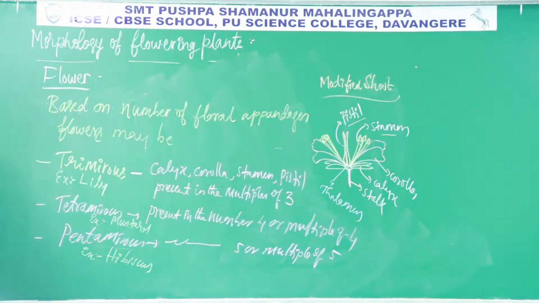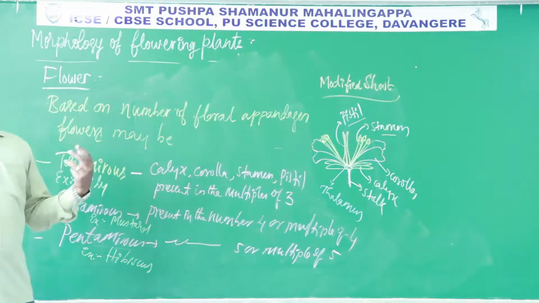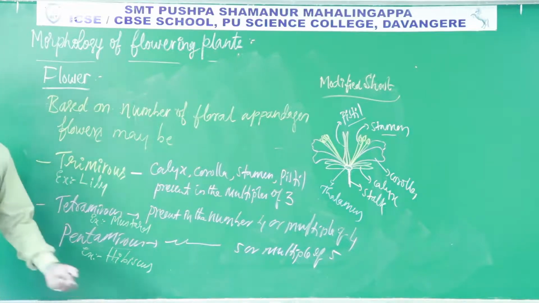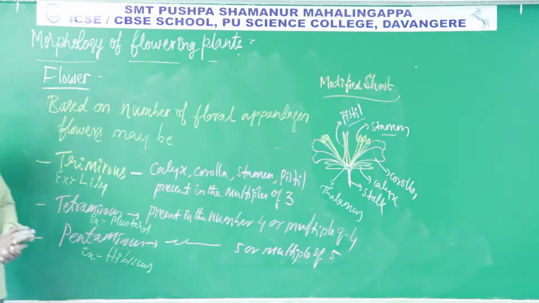Okay, so this is about the number of floral appendages. We can classify the flowers into trimerous flowers, tetramerous flowers, or pentamerous flowers.